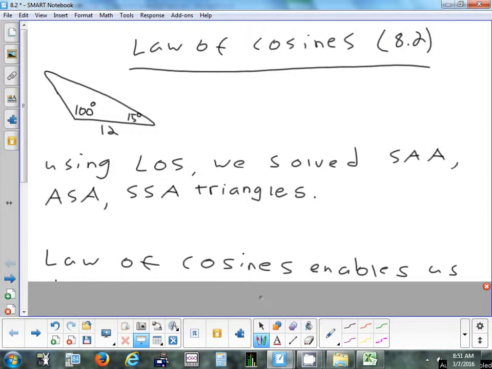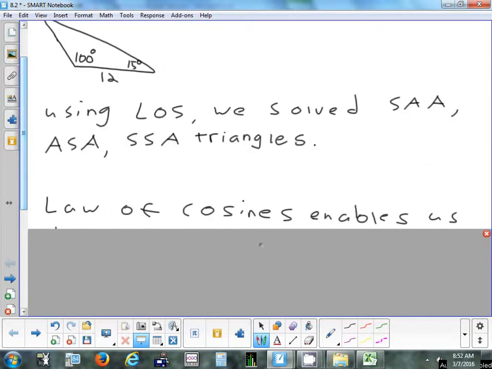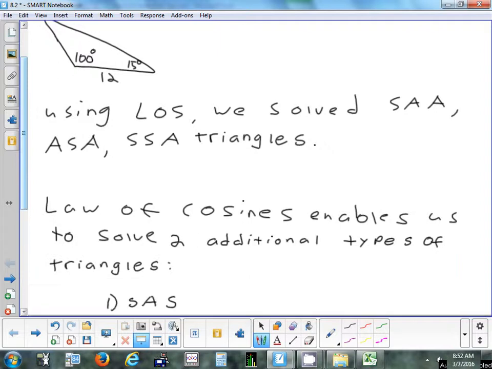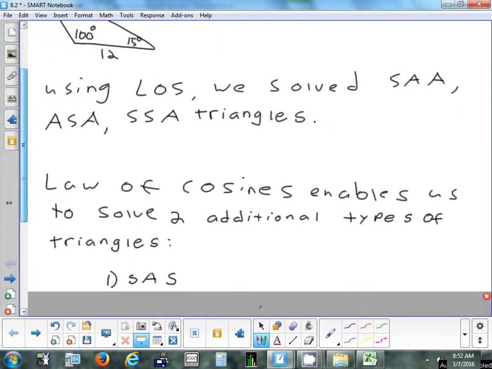So what do you think the other two cases we could have are, just arranging those S's and A's? Side, side, side. Yep, side, side, side is one, and law of cosines is going to be used for that. And there's one more. Yep, side angle side. Those are the two cases that we can solve with law of cosines.